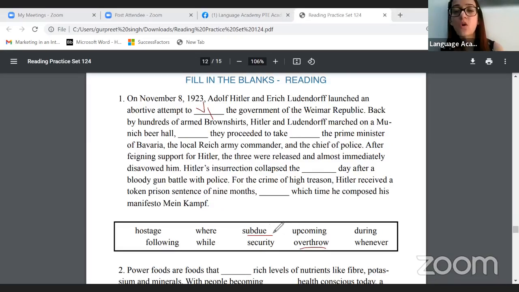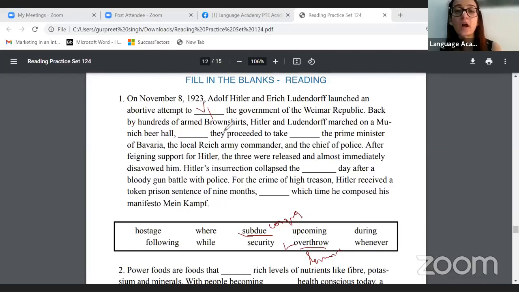So subdue is to conquer, and overthrow is to remove. Subdue is when you want to gain control of. So here we'll go with overthrow, because their purpose was to throw that government away and then form their own government. That is why we'll go with overthrow, because subdue has nothing to do with change. It's just taking over. So it's better to go with overthrow the government of the Weimar Republic.